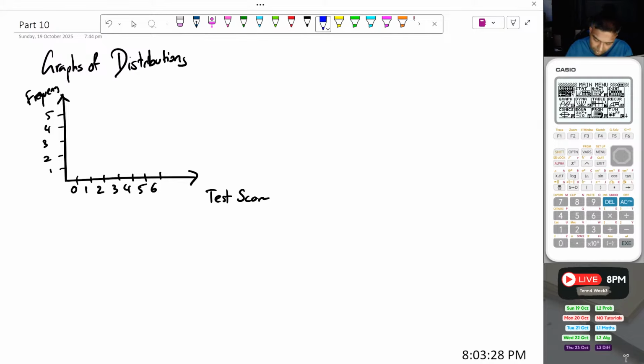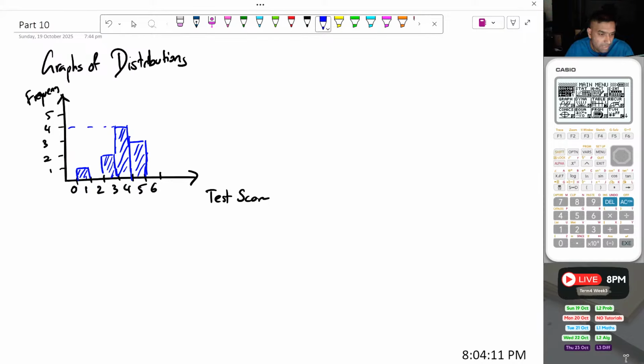Here's a real quick example. Let's say 2 people get a score of 3, 1 person gets a score of 1 for this test, 4 people get 4, and 3 people get 5. This is what the question would look like. You can convert this to a table if you want, but really it's about learning how to read this graph and then coming up with probabilities.